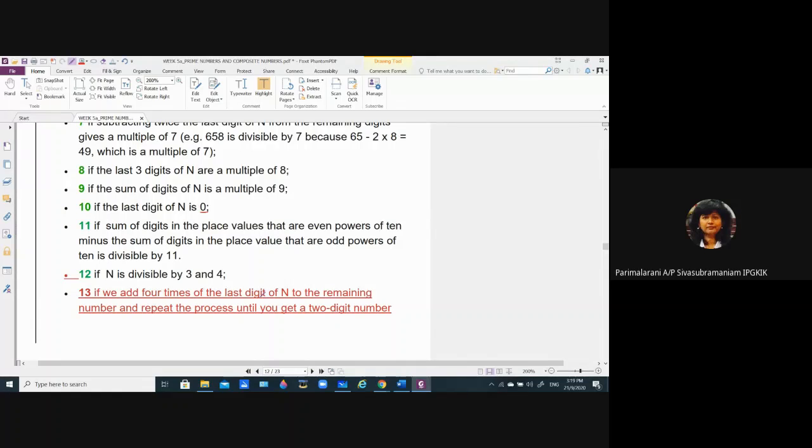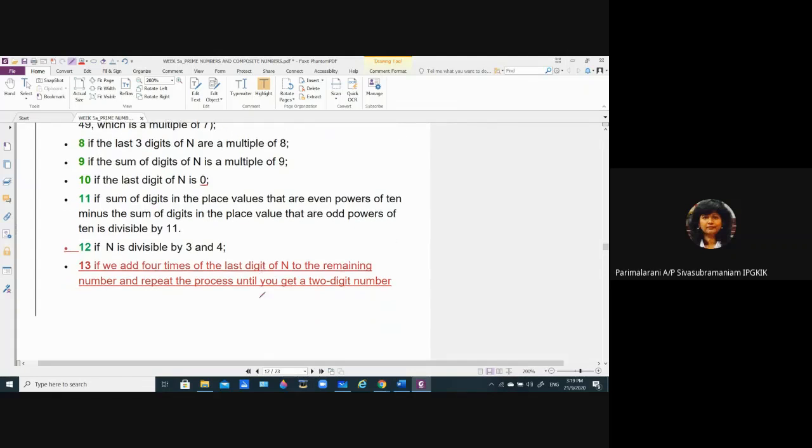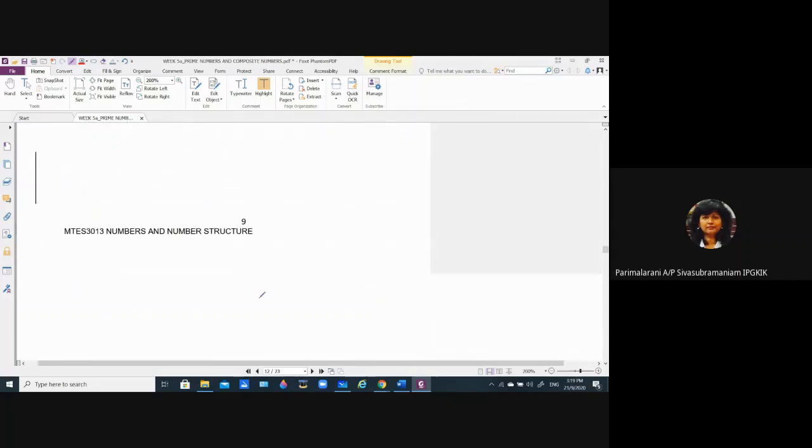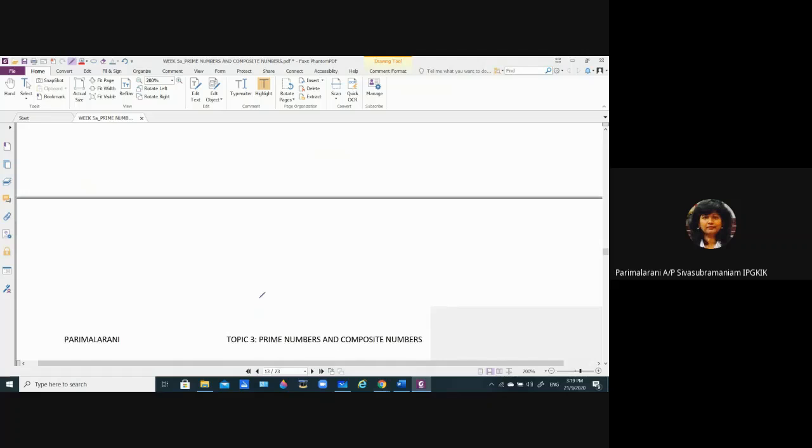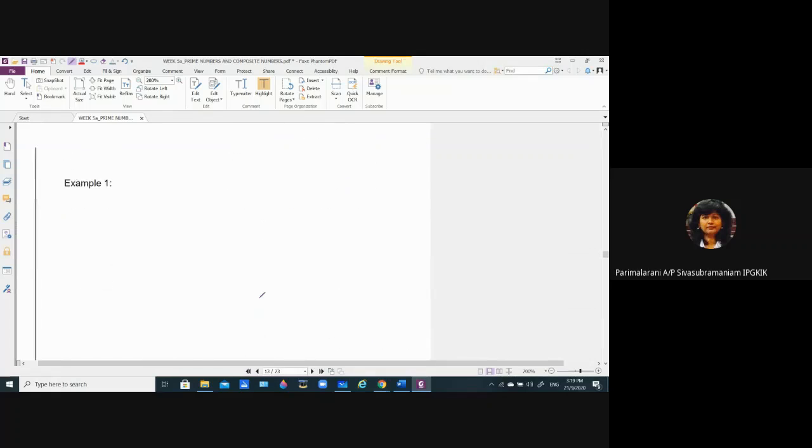So you have this divisibility from 2 up to 13. We have looked at all the rules already. So why do we need to know this divisibility? To look for factors. Let's look at one example. Without using your calculator, can you show that the number below is an integer?